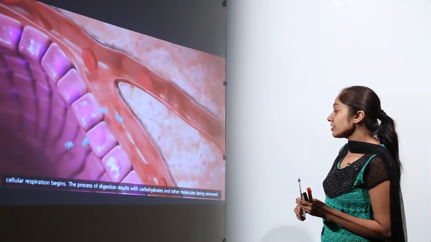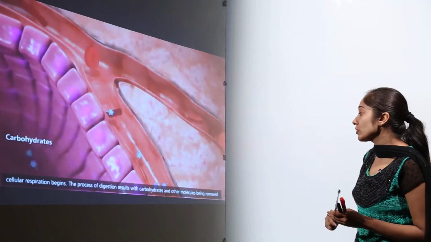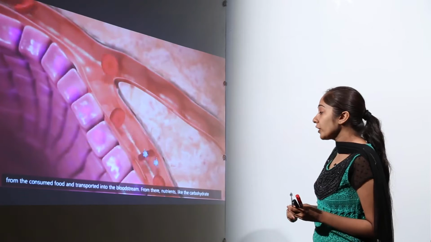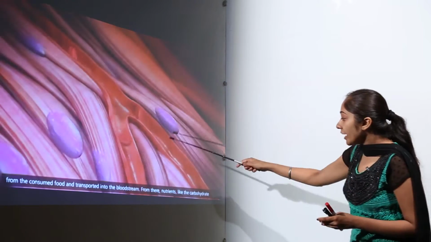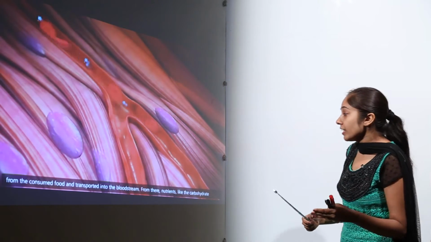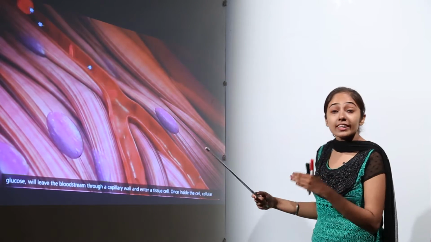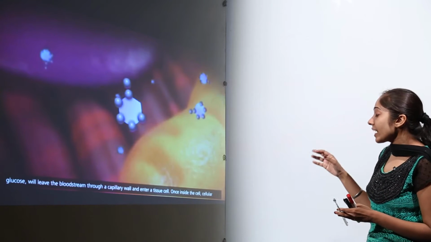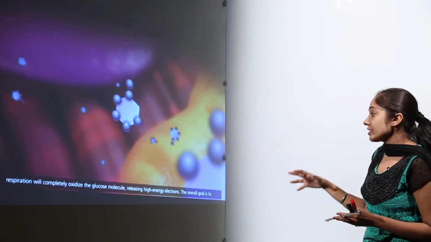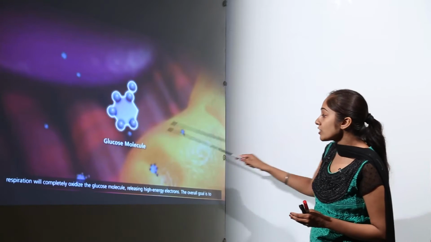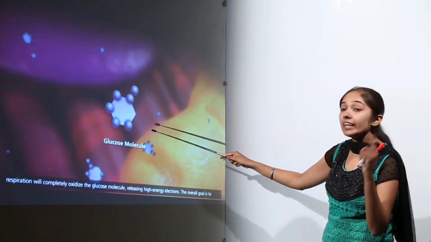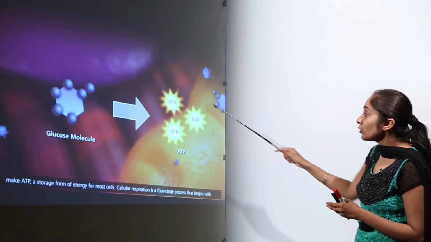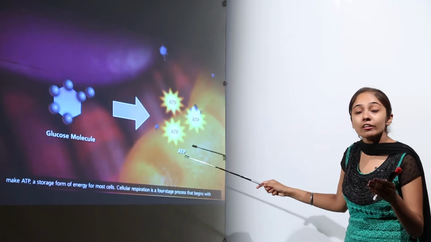The process of digestion results in carbohydrates and other molecules being removed from the consumed food and transported into the bloodstream. From there, nutrients like the carbohydrates are used to release energy. Once inside the cell, cellular respiration will completely oxidize the glucose molecule, releasing high energy electrons. The overall goal is to produce ATP, that is adenosine triphosphate.